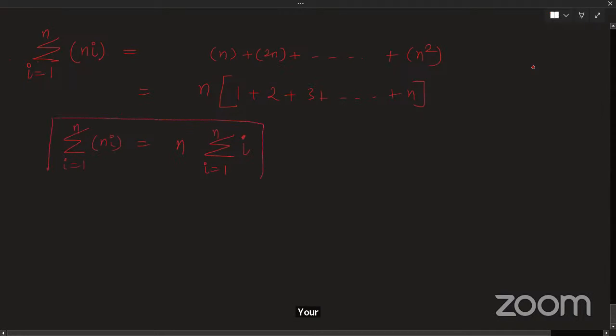Your sigma n i from i equal to 1 to n can also be written like this, right? It can be written, because it is n times multiplied by sigma, right?